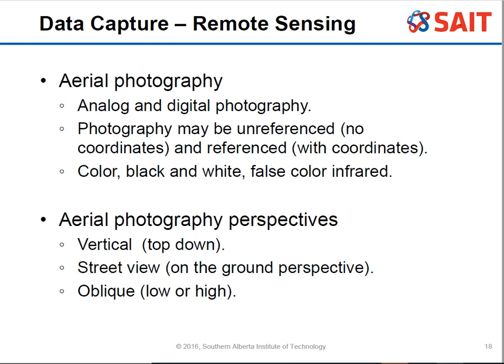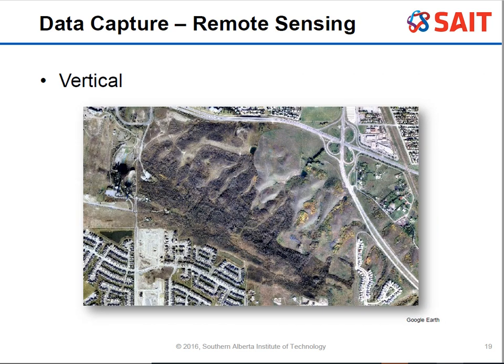You can use different kinds of aerial photography: color, black and white, false color, infrared. You can go into more detail about that as well. And then we have different perspectives. There's vertical, where I'm looking straight down. There's street view, where I'm standing on the ground looking towards a building. Or there's an oblique, where I'm in the air but at an angle, either a low angle or a high angle. So there are different perspectives for sure.